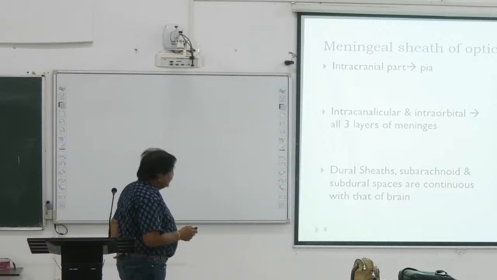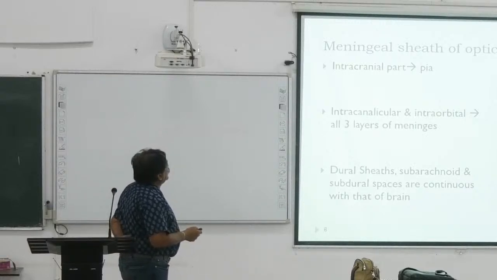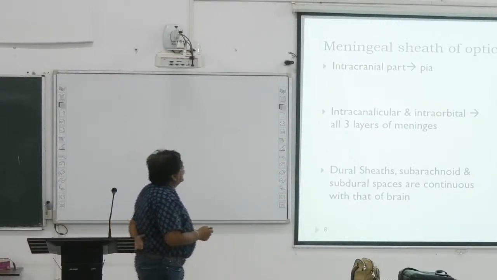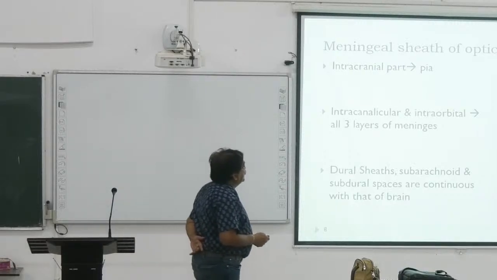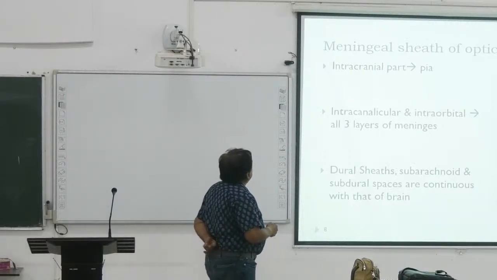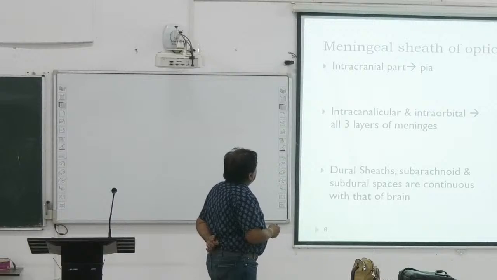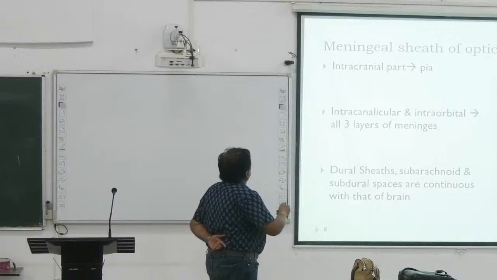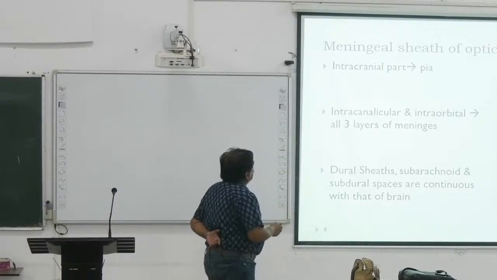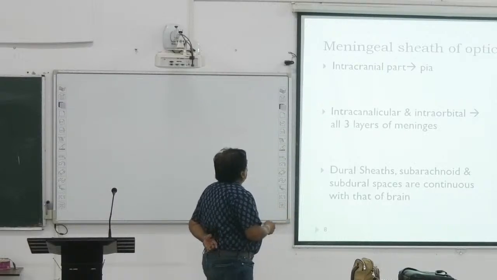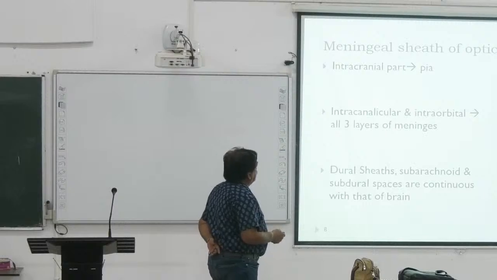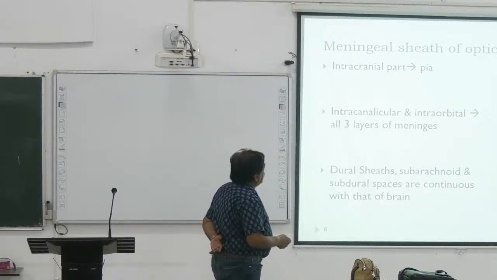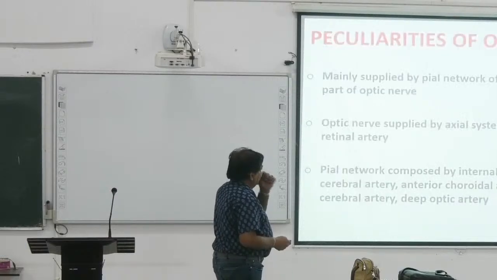Now, the meningeal sheath of optic nerve. Intracranial part, pia. Intracanalicular and intraorbital, all 3 layers of the meninges. So, the intracranial part is pia mater and intracanalicular, intraorbital, all 3 layers of the meninges. Now, dural sheath, subarachnoid and subdural spaces are continuous with that of the brain.